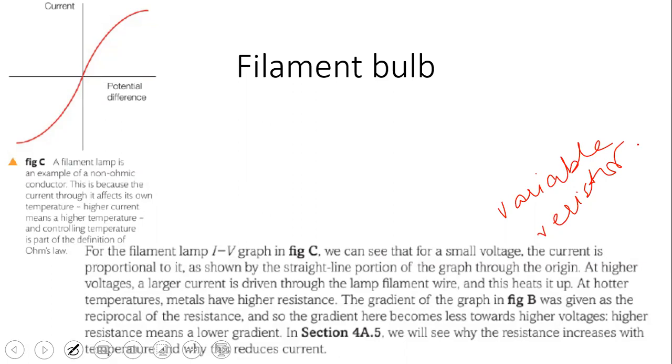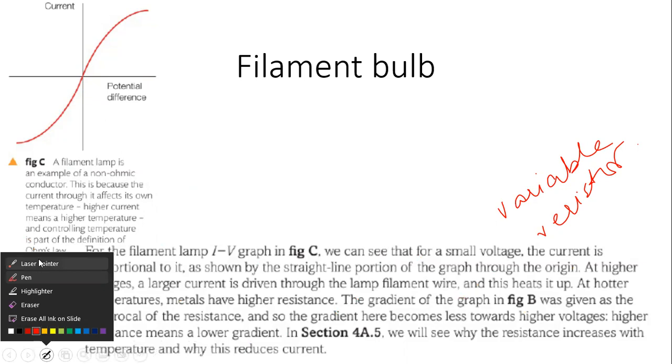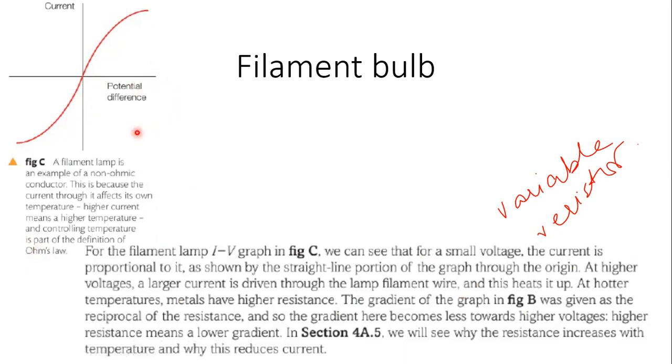First thing we have to understand is this graph that has been given to us. When I take a look at the graph, the first thing we will notice is that potential difference is on the x-axis, meaning that over here, the gradient is 1 upon G equals R. Meaning that resistance and gradient have an inverse relationship.